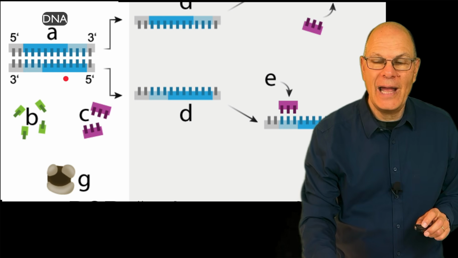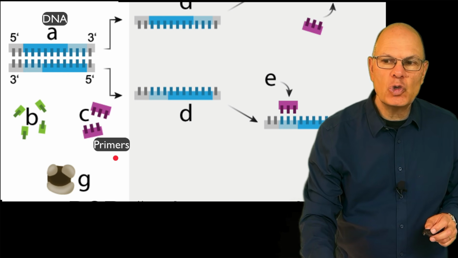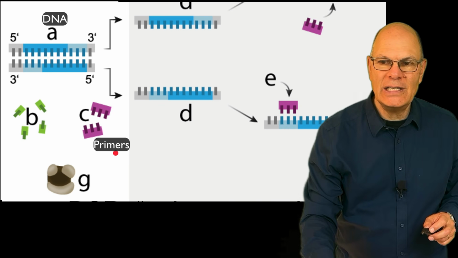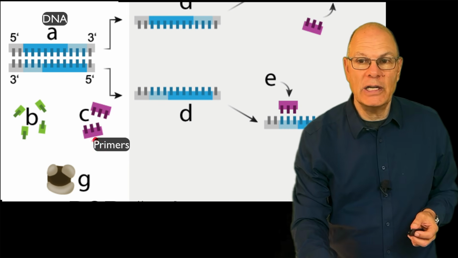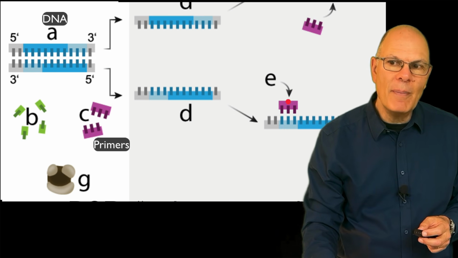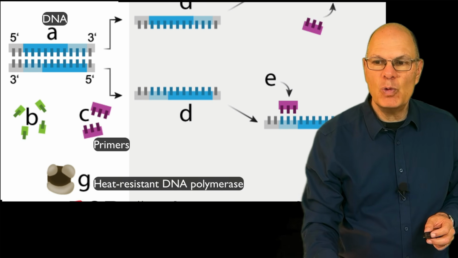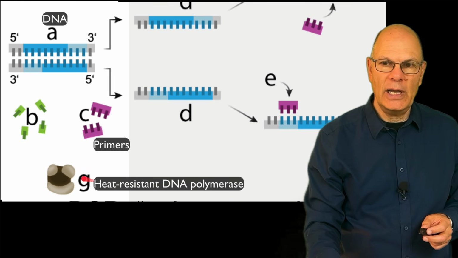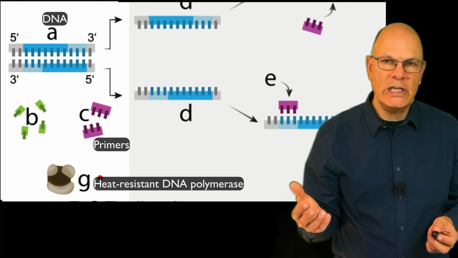It's shown over here at A. It requires primers. Those are short strands of single-stranded DNA that bind to sequences at the start of the DNA that you want to amplify. So here is a primer, and here you see the primer binding to the target DNA. It requires heat-resistant DNA polymerase, shown over here at G. That would be a large protein.